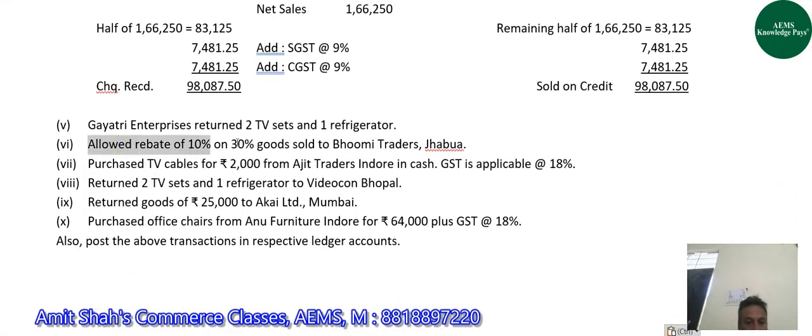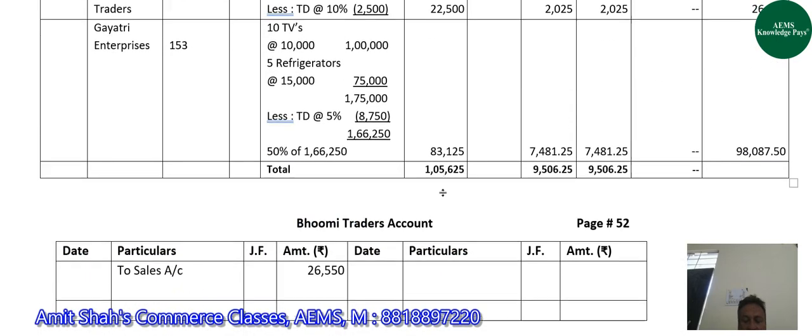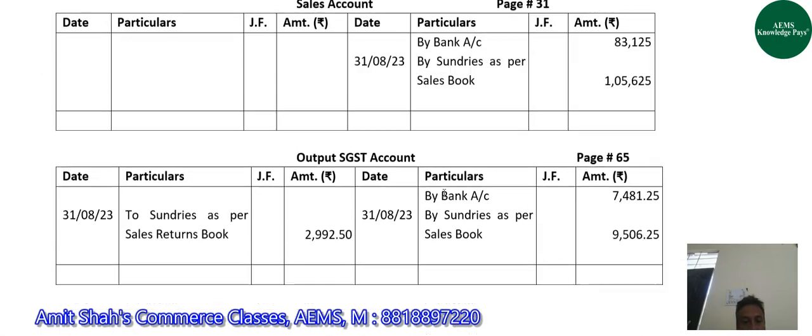Now after this, there is a rebate allowed of 10% on 30% goods sold to Bhumi Traders, Jhabua. It is neither sales nor sales returns. It is rebate. And this transaction would be recorded in the journal proper book.